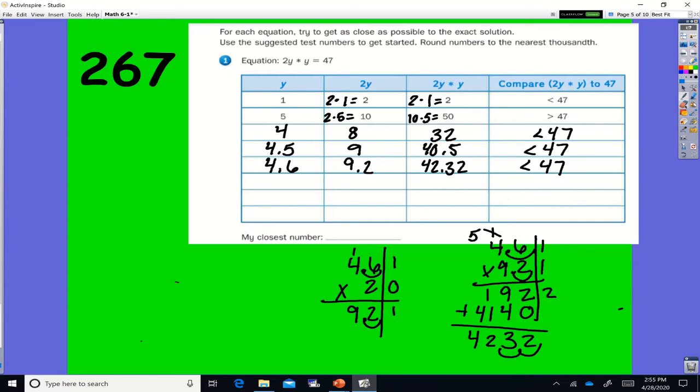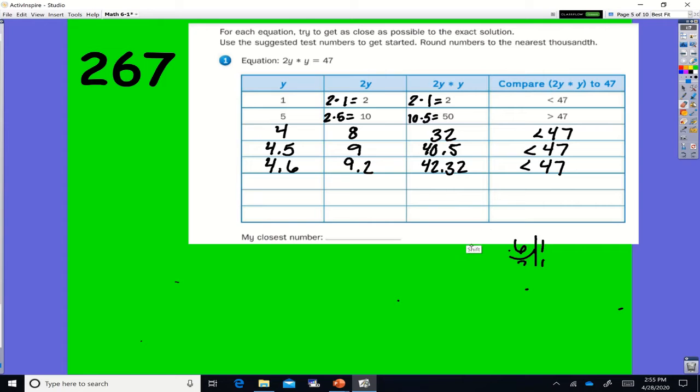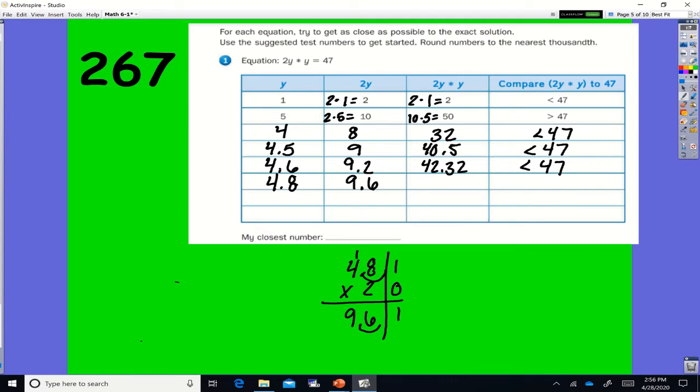Now I notice here that this only went up by about 2. So I'm thinking now I might go to 4 8/10. So when I put in 4 8/10 here, we're going to do the same process. I'm going to do 4 8/10 times 2. 4 times 2 is 8, plus 1 more is 9. I get 9 6/10. Now I'm going to take my 9 6/10 times 4 8/10.